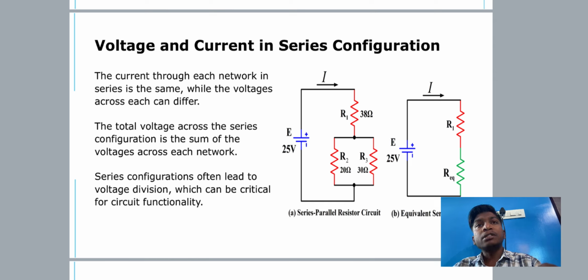Coming to voltage and current in series configuration, the current through each network in series is the same, while the voltages across each can differ. The total voltage across the series configuration is the sum of the voltages across each network. Series configurations often lead to voltage division, which can be critical for circuit functionality.